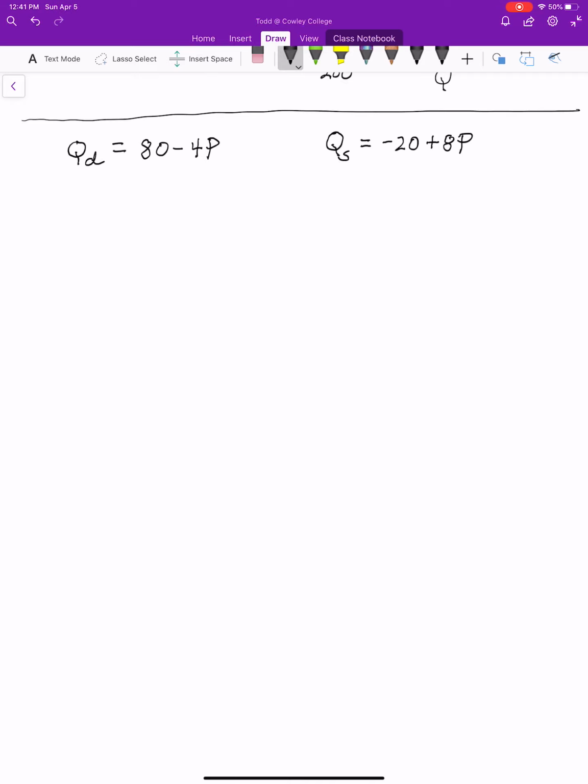All right. Again, the first thing you do is set your quantity demanded equal to your quantity being supplied. So substitute your 80 minus 4P into the left-hand side, which is equal to your quantity supplied, negative 20 plus 8P. And now we have everything in terms of P, one equation, and now we can solve for our price. Again, I always move my P's first.